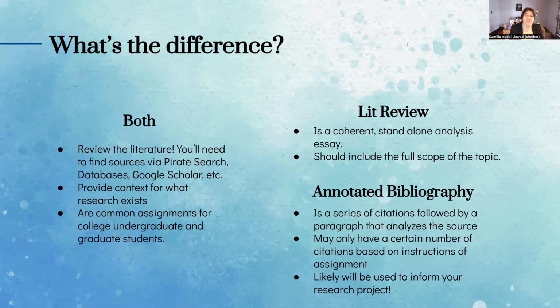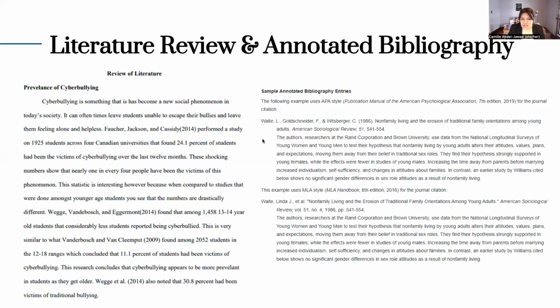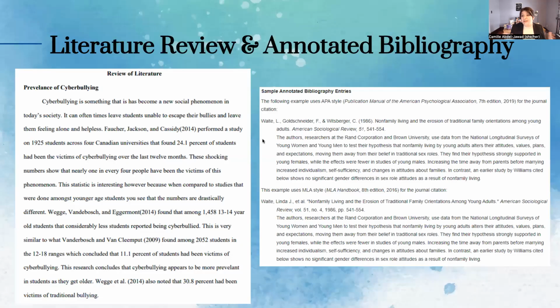And again, this will likely be used to inform your research project, not be a standalone assignment or resource. All right. So here's an example of what these two look like and how they differ, right? The review of literature is going to be, again, that standalone, fully immersed, fully integrated resource. Showing the connections between two different sources is a huge part of the review of literature. And you'll see that in this example.